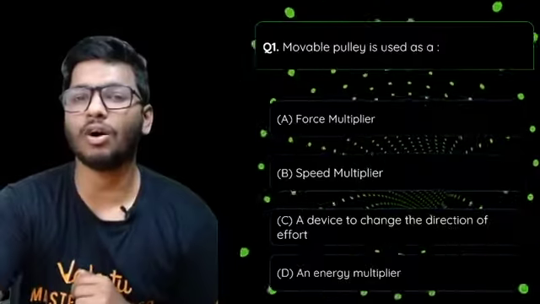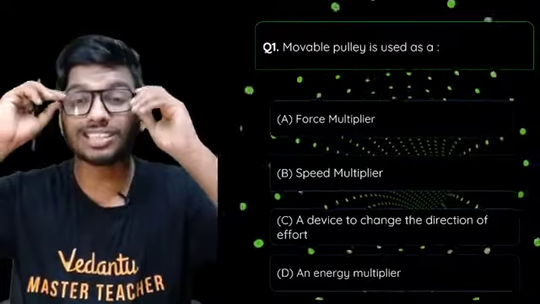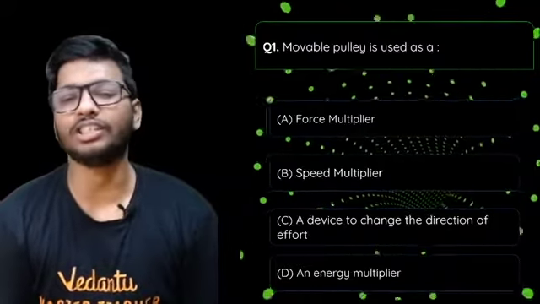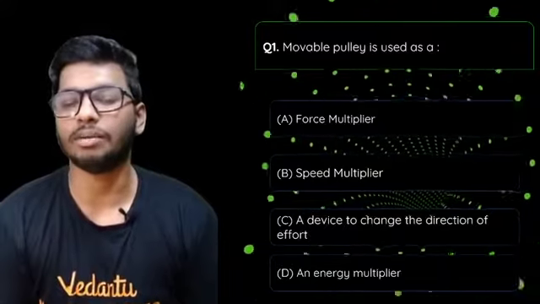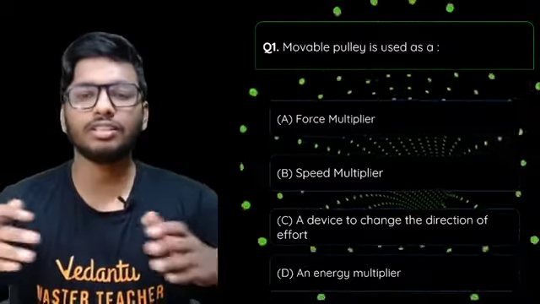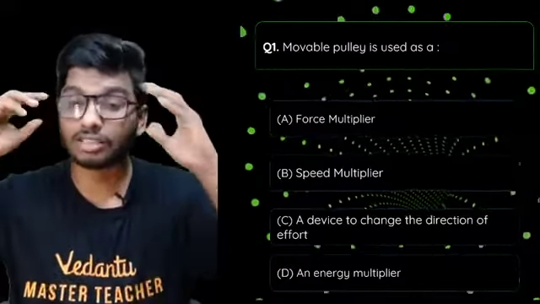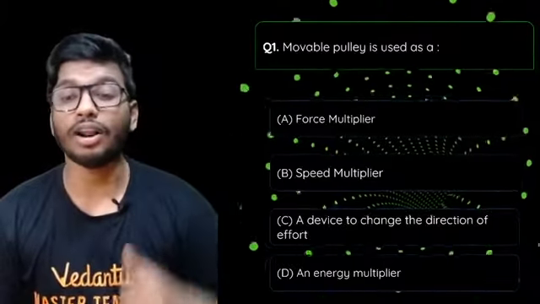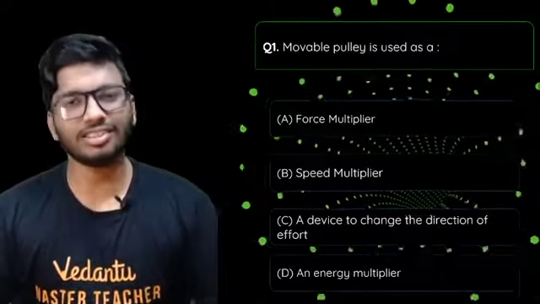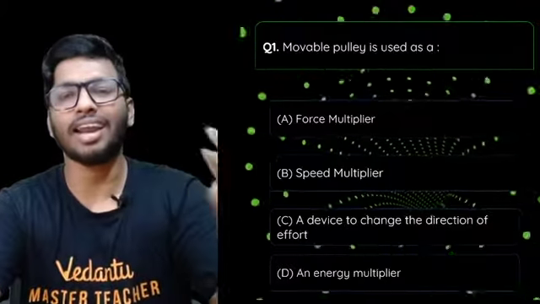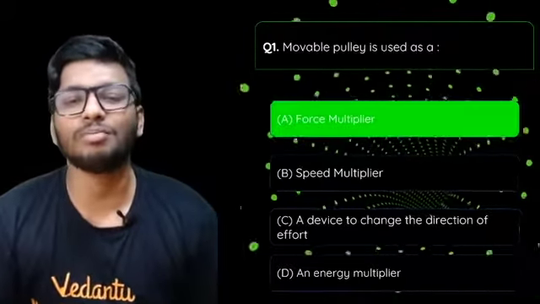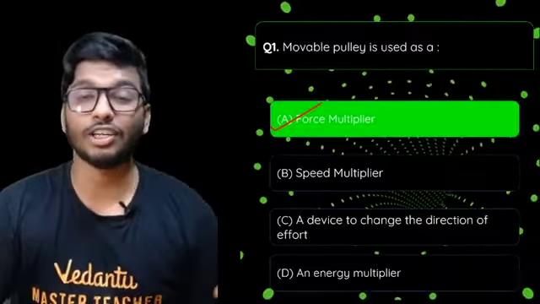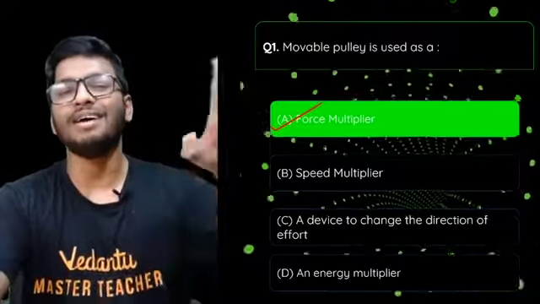Here's the first question on your screens right now. Movable pulley is used as a force multiplier, a speed multiplier, a device to change the direction of effort, or an energy multiplier. So what is the use of a movable pulley? And the answer to this question, guys, would be option number A, because it's a movable pulley, so it'll act as a force multiplier. Why? Because the mechanical advantage is 2 and the velocity ratio is also 2. As simple as that. Moving on to the second question, guys.